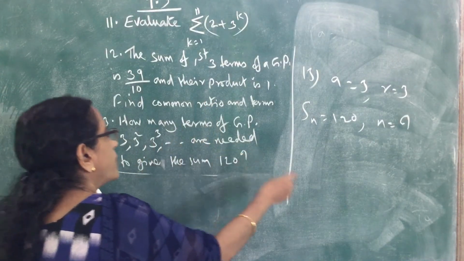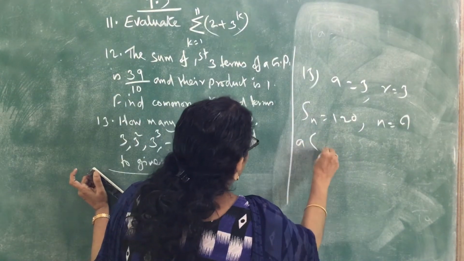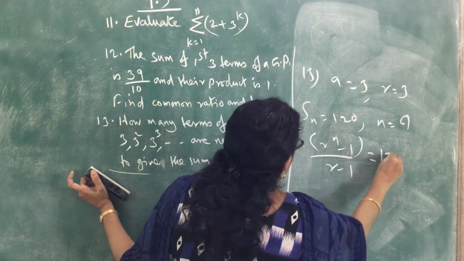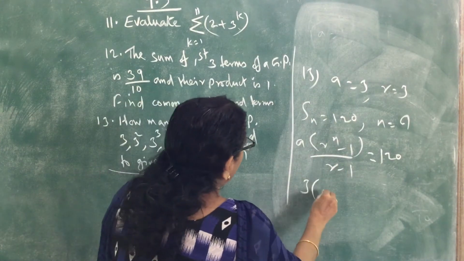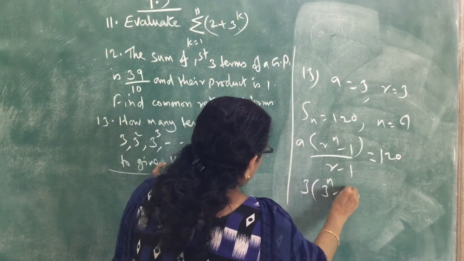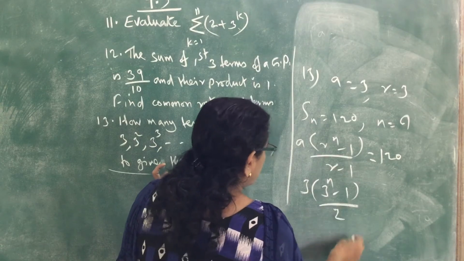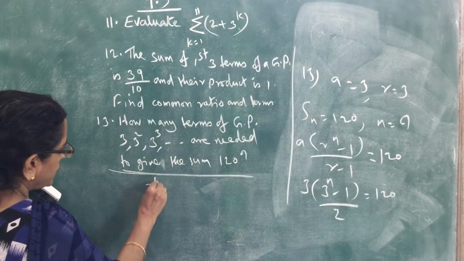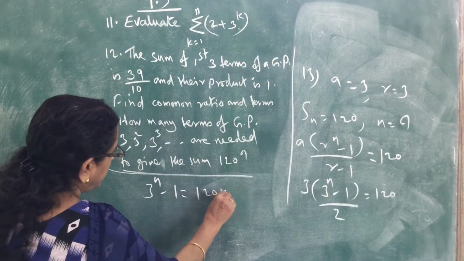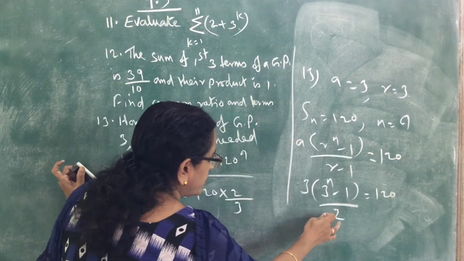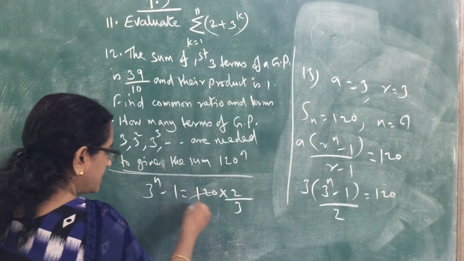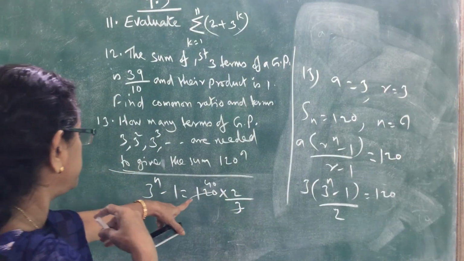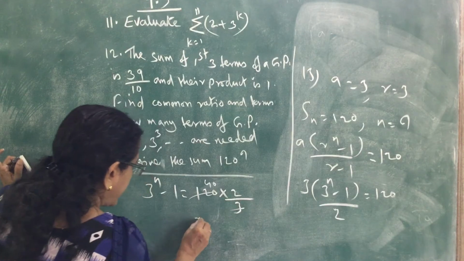So we can substitute in the formula. What is the Sn formula? a into r raised to n minus 1 by r minus 1 equal to 120. a is 3, common ratio 3. So 3 into 3 raised to n minus 1 by 3 minus 1, that is 2, equal to 120. Therefore 3 raised to n minus 1 equal to 120 into 2 by 3. When we take 3 by 2 to the other side it becomes 2 by 3. So 40 into 2, 80. That is equal to 80.